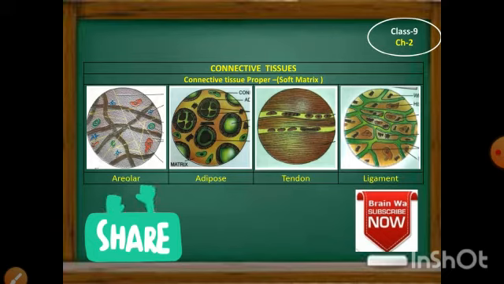Tendon. Tendon is white fibers. The matrix is a large number of bundles of thick, thin, and white fibers, so it is highly strong but less elastic. And its function is to join the muscles to the bone. Now, yellow fibers, that is the ligament. Ligament's matrix is a large number of thick yellow fibers, so it is highly elastic. Its function is to join bone to bone.